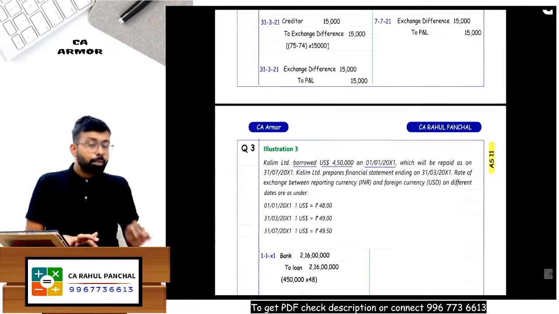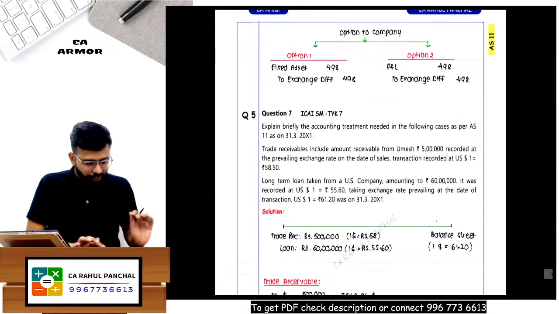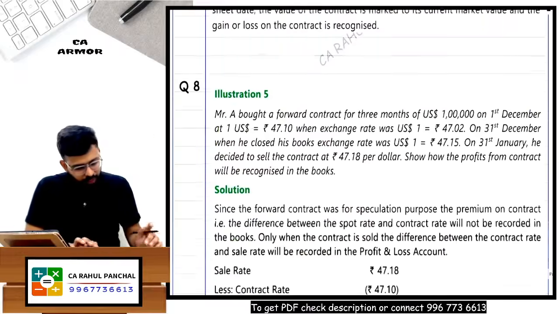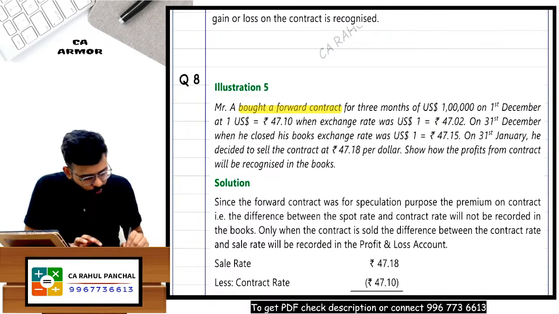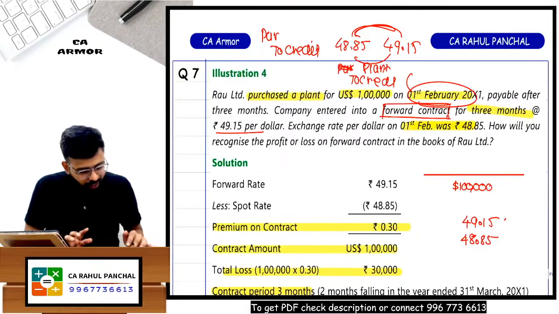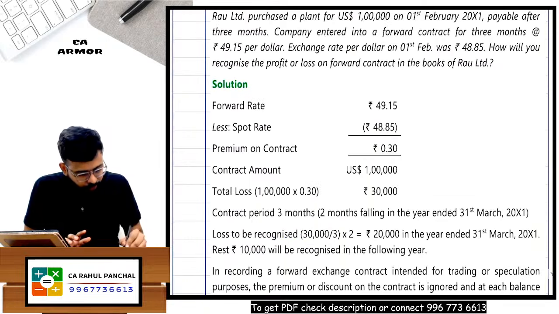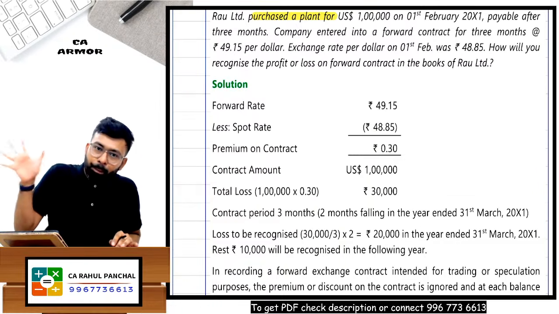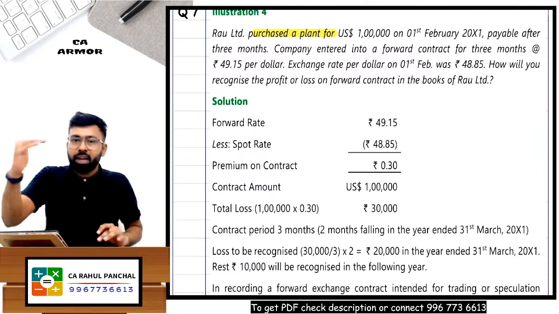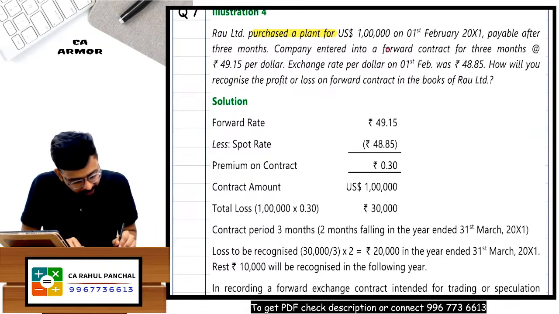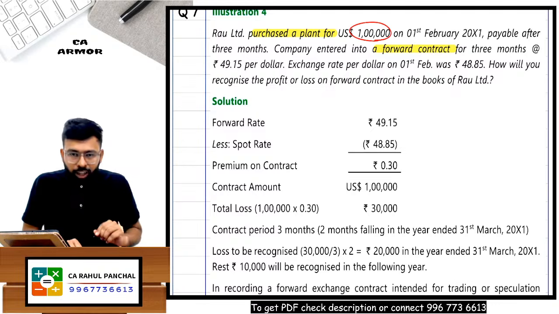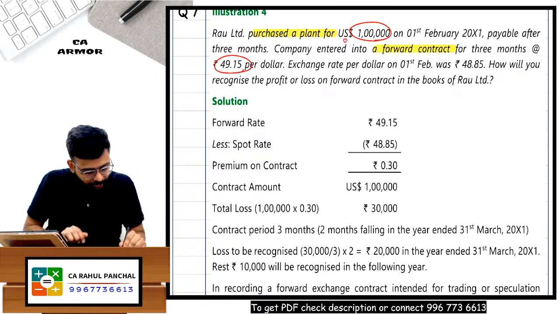So understand, how will you differentiate in the question? I will tell you that. See, here it is written, he has bought a forward contract. There is a difference from the earlier question, so be very careful. I have bought a plant, and to protect the payment so that the loss should not be higher, I have entered into a forward contract. To hedge the risk, for $1 lakh, this should be my maximum risk. I won't pay more than this.